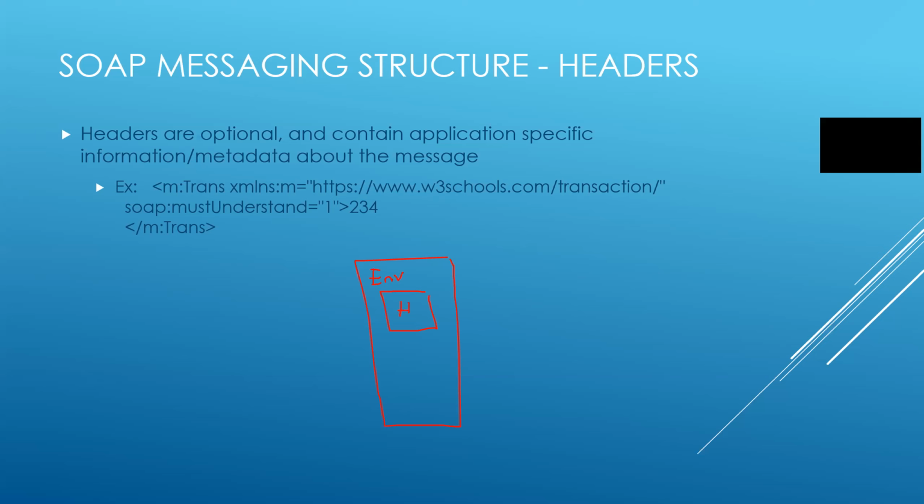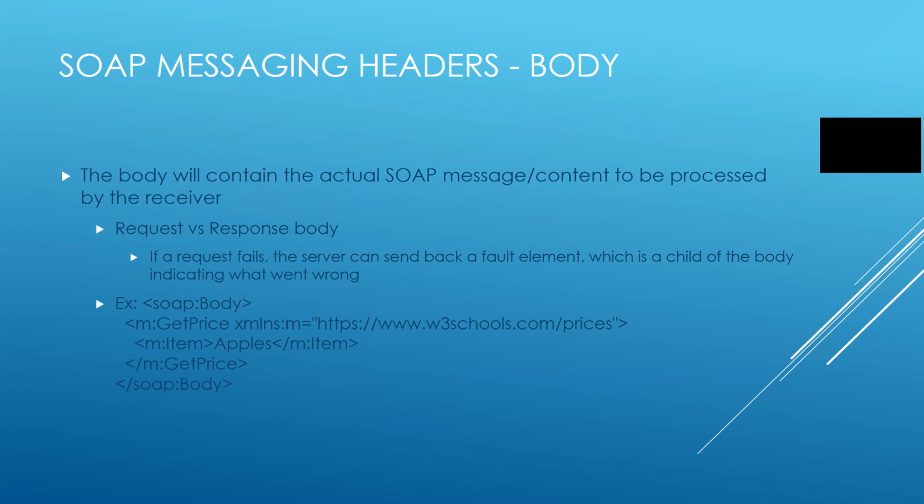The next item is the most important part, and it's the body. The body contains the actual SOAP message and whatever needs to be processed by your receiver. There are going to be request versus response bodies, so what you're sending versus what the server responds with. A part of the body is called a fault element. It's a child of the body and indicates what could have gone wrong. Typically, when you send your request with a body, the response contains the data that you want or the fault, but typically not both.